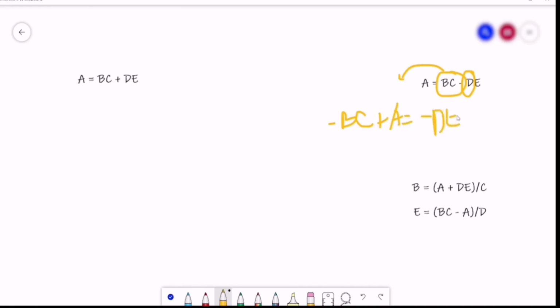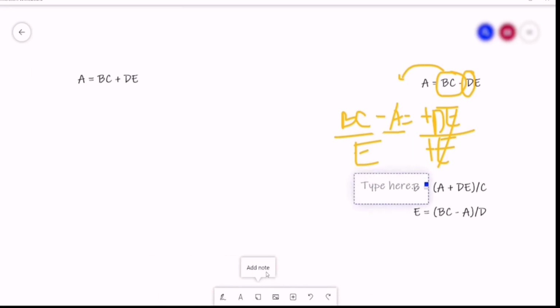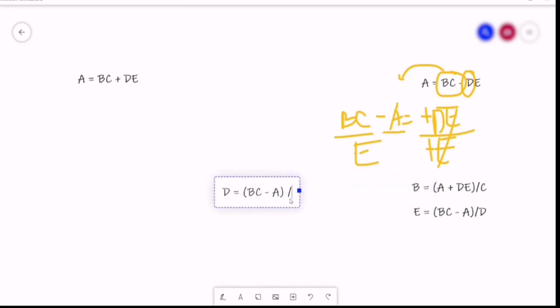negative D. And then since D is missing, all we have to do is to eliminate negative D, also together with the negative sign. There we have it. And then we're going to have a change of sign in the numerator. Our resulting formula would then be D equals the quantity of BC minus A all over E.